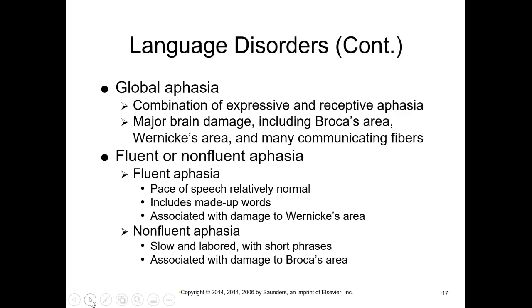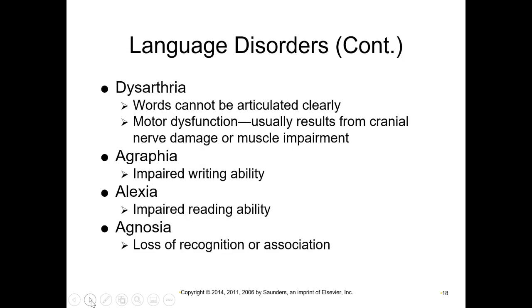Fluent or non-fluent aphasia. Fluent aphasia. The pace of the speech is normal, but the words don't make sense. So this is associated with damage to Wernicke's area. And then there's non-fluent aphasia, where things are slow, more labored to get the words out, short phrases, and this is associated with Broca's area. Dysarthria, where the words cannot be articulated clearly. There's motor dysfunction, usually from cranial nerve damage, but it can be from muscle impairment.